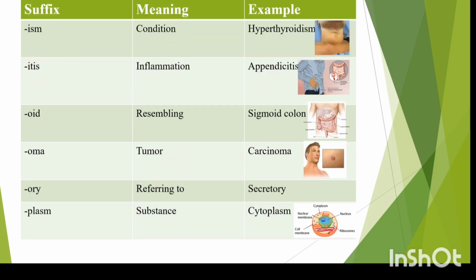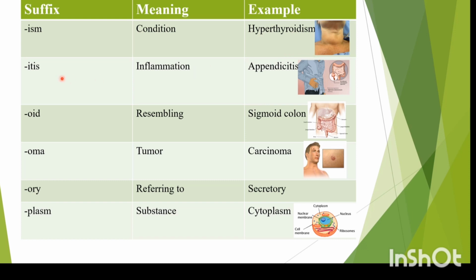Next one is ism. Ism means condition. Example, hyperthyroidism. That means enlargement of the thyroid gland is called hyperthyroidism. So this condition is called hyperthyroidism. In hyperthyroidism conditions, the thyroid hormones will also get elevated in the blood.